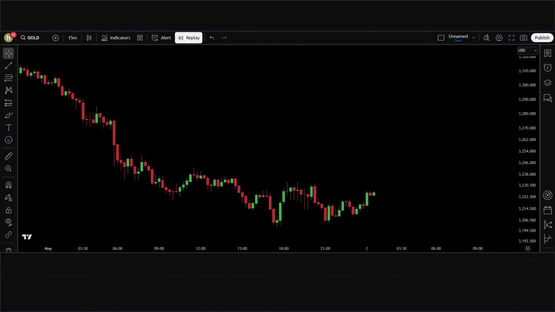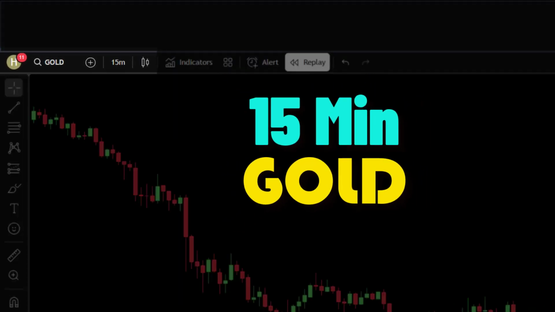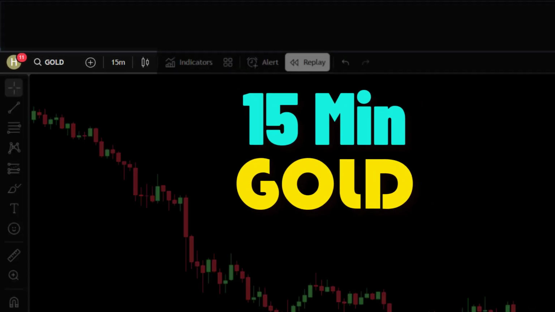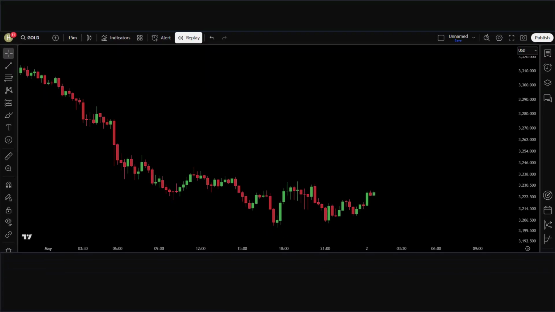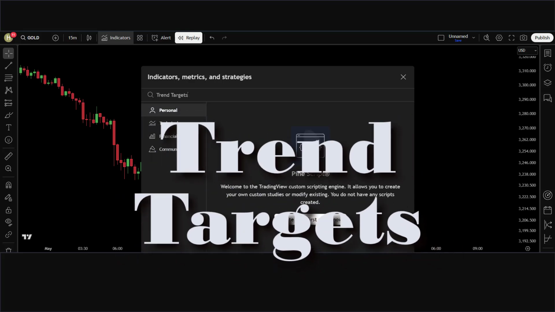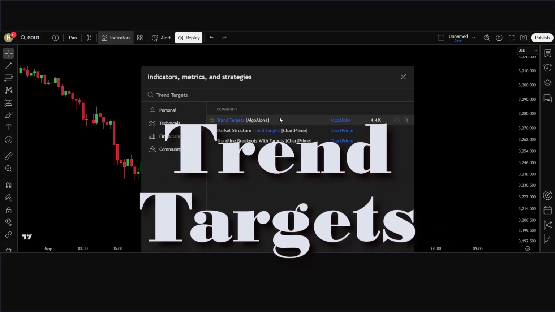Now let's create a trading setup. So first you want to open a clean chart in TradingView. We are going to test this strategy on 15-minute time frame in gold chart. Now let's add the indicator to the chart. First indicator name is Trend Targets.